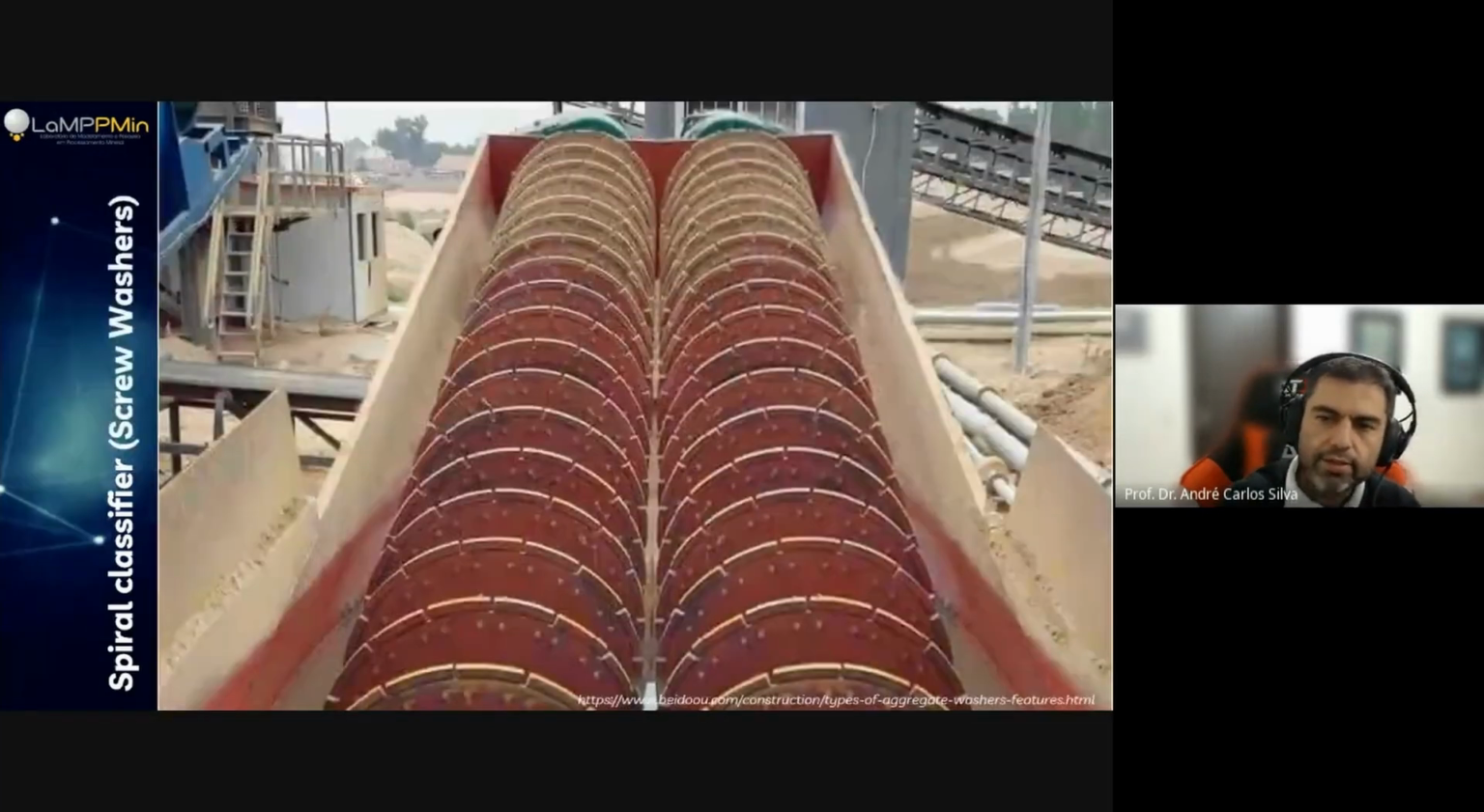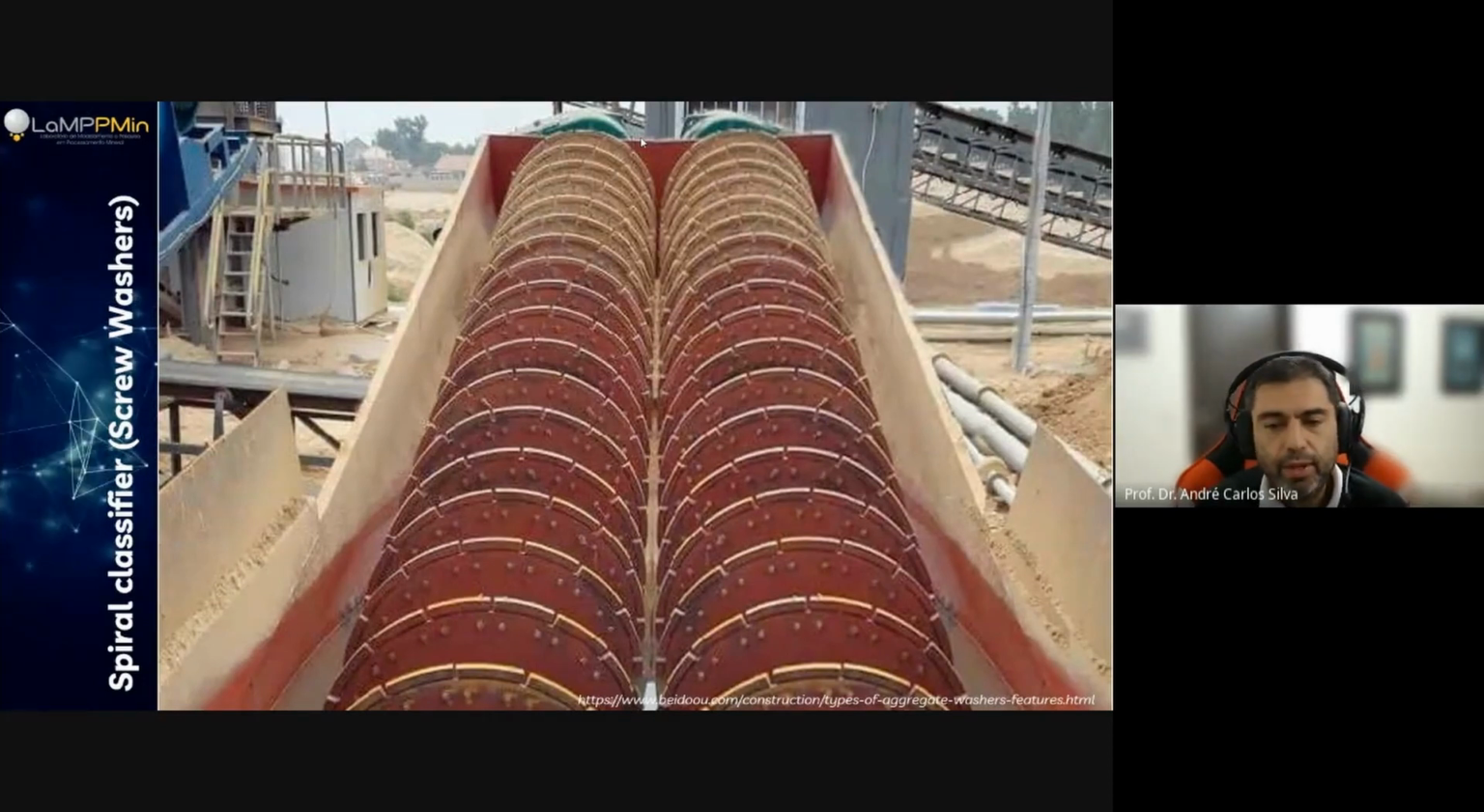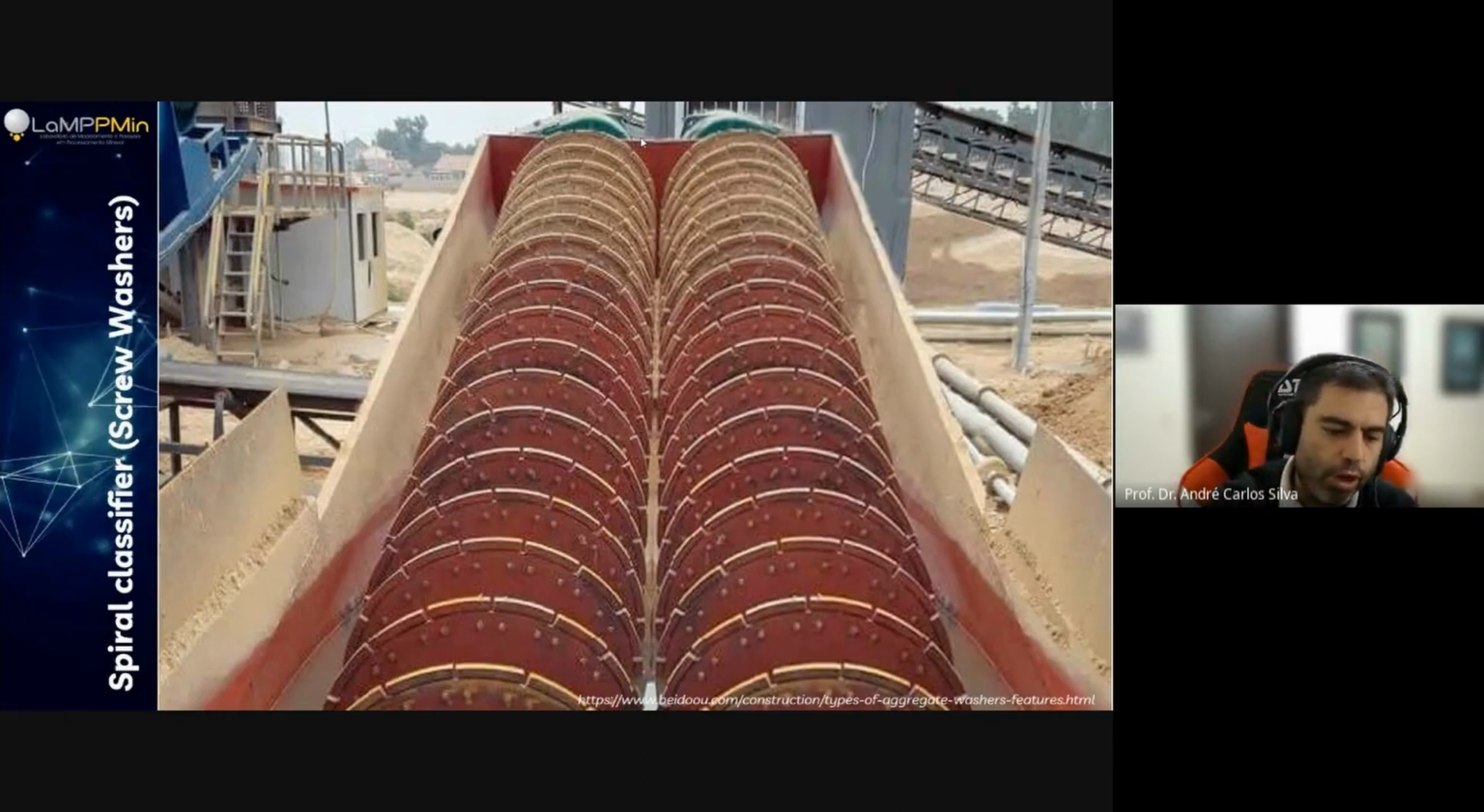Okay, so I'm going to show you just some pictures of this equipment working, and this is also called screw washers because people who deal with sand need to wash the sand, and they use this equipment because it works quite nicely. You just remove the fine particles from the sand just by washing your sand.